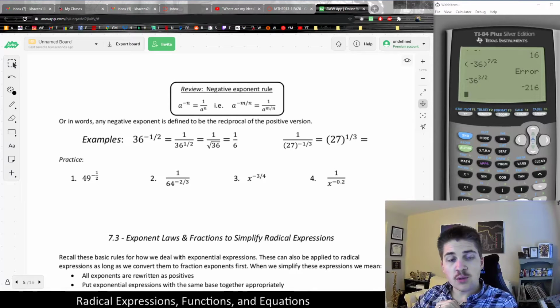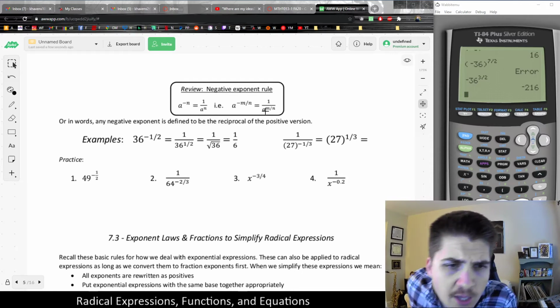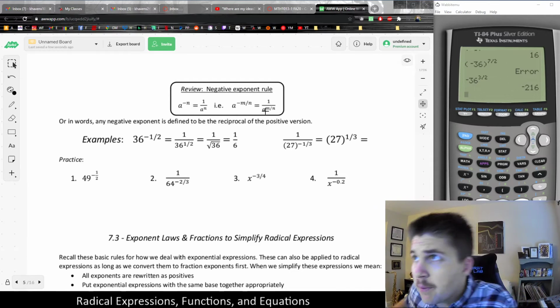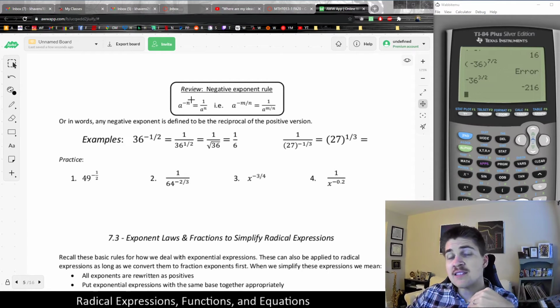The next little rule I want to discuss is what if you have a negative power, and what if it's a negative fractional power? This is something we talked about back in chapter 4, but I wanted to reiterate that when you have a negative exponent, that just means instead of repeatedly multiplying, we're going to be repeatedly dividing. So basically it translates to 1 divided by a repeatedly, or a fraction under 1.